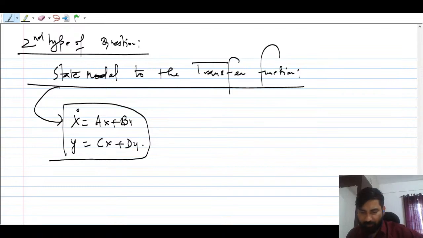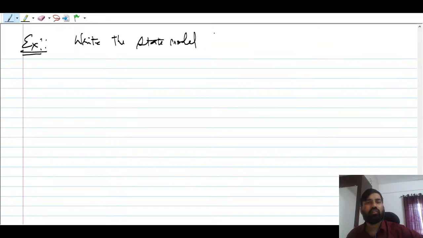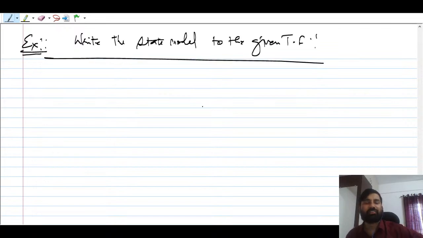Suppose we have got a transfer function. Let me solve an example here: write the state model for the given transfer function. I'm going to tell you again the by inspection technique. Remember, the by inspection technique is one of the powerful techniques. You can quickly eliminate the options and get the answer, because solving control systems should not take much time if it is not highly numerical and options are given. So you can directly find it.